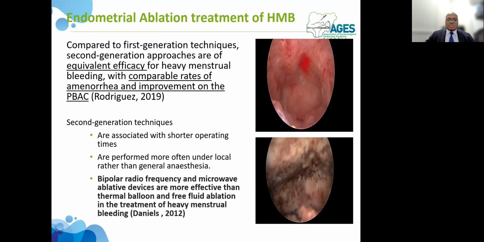If there was a head-to-head comparison between bipolar radiofrequency and microwave ablative devices, they are more effective than the thermal balloon or free fluid ablation devices in the treatment of heavy menstrual bleeding.